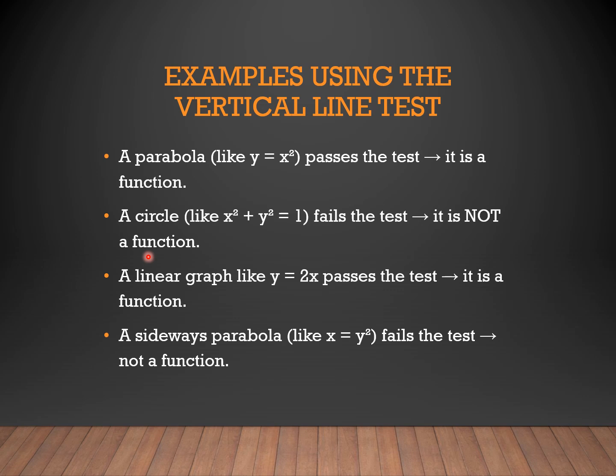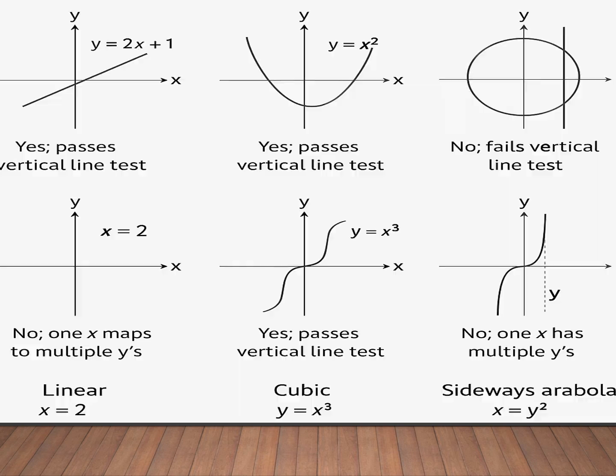We will see much of it in the next section, where a circle will be drawn, then we apply the vertical line test on it. A linear graph like y equals 2x passes the test. It is a function, yes. And a sideways parabola like x equals y squared fails the test because the vertical line will definitely intersect more than one point. Let's move to the next slide, so you can see some graphs sketched here with vertical line tests to indicate whether they are functions or not.